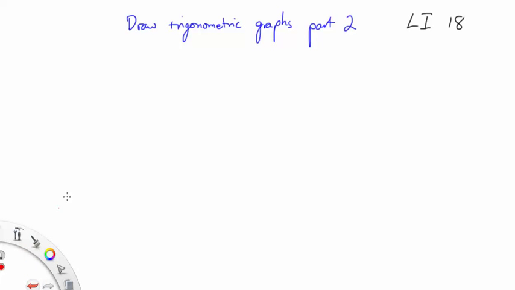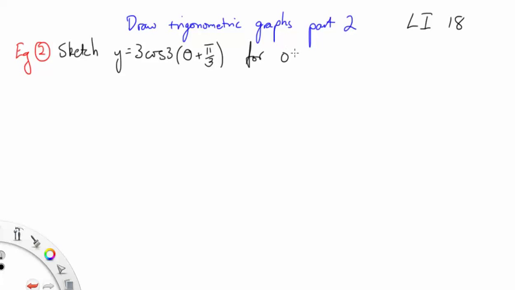Hello, in the previous video we drew a sine graph. So in this video we're going to draw a cos graph. And the question might look like: sketch y equals 3 cos(3 theta plus pi on 3) for 0 to, let's change the domain, from 0 to pi. And it might ask you to state the amplitude and period.